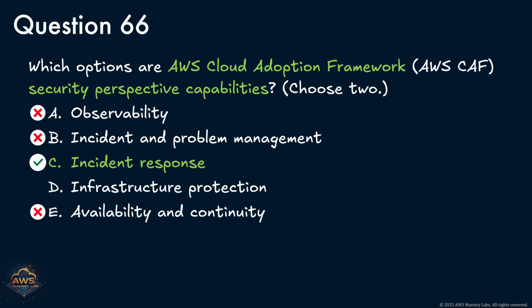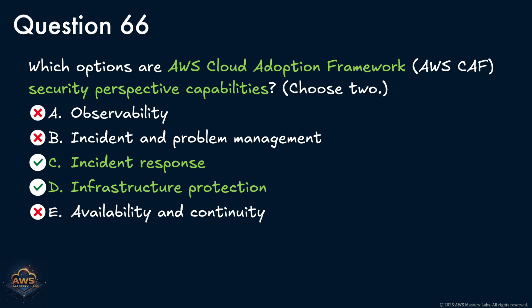Option C, incident response. Incident response is a core capability in the AWS CAF security perspective. It focuses on detecting, investigating, and responding to security incidents promptly. AWS encourages building incident response mechanisms that are automated, repeatable, and testable, aligning with this exact perspective. Correct, because it is a fundamental part of the security perspective, ensuring quick reaction to breaches and vulnerabilities.